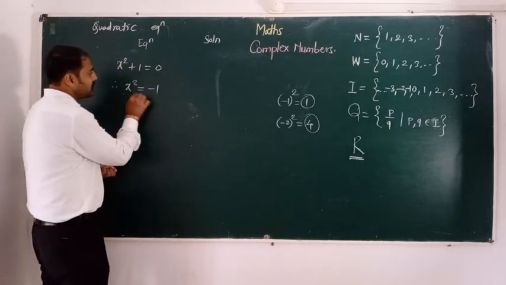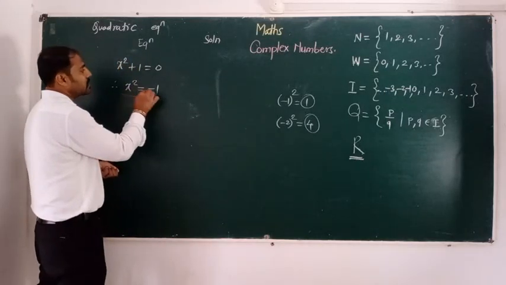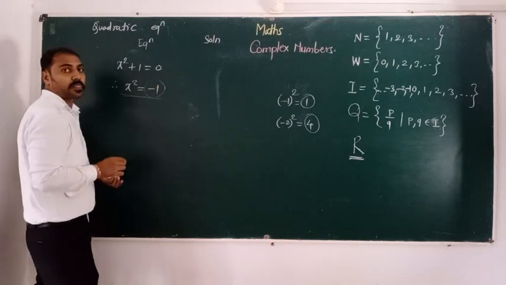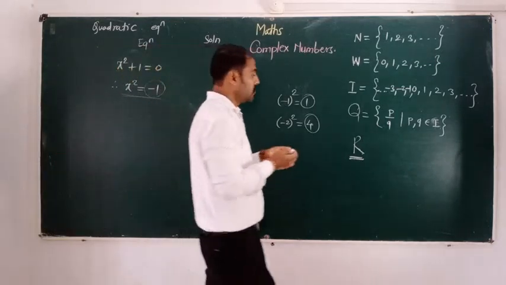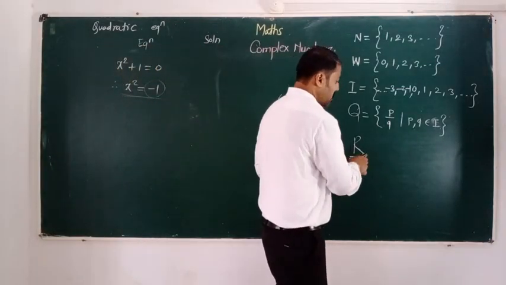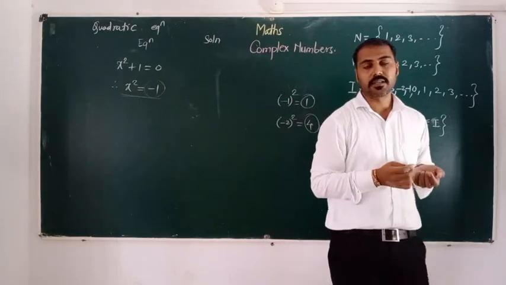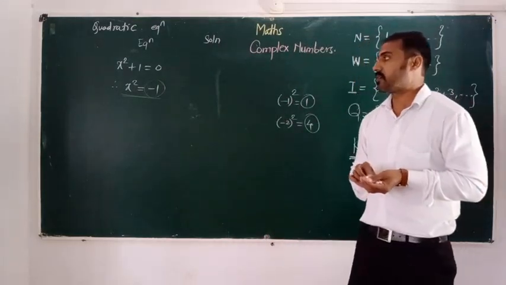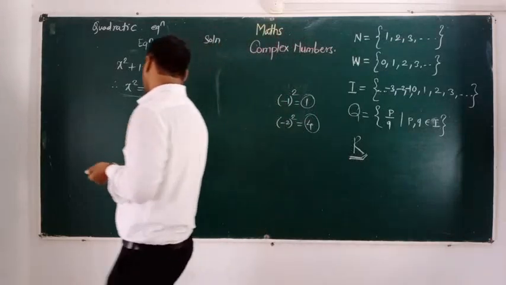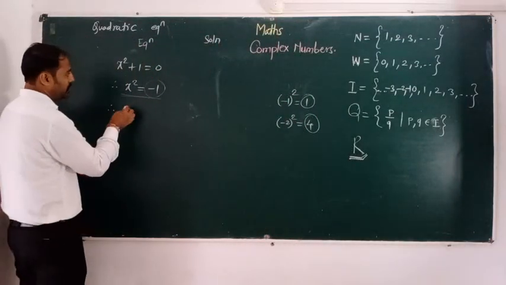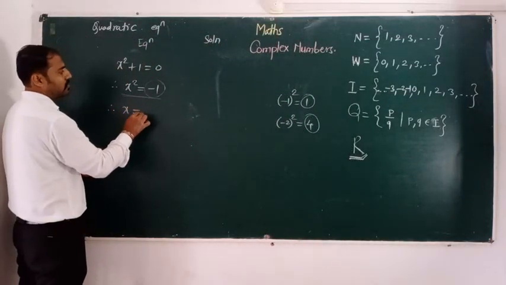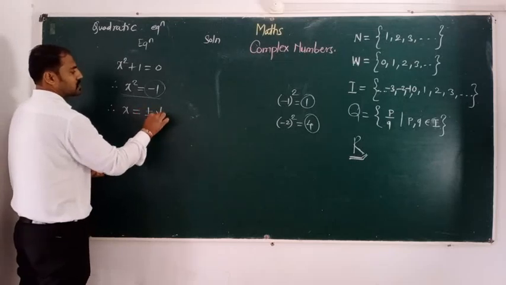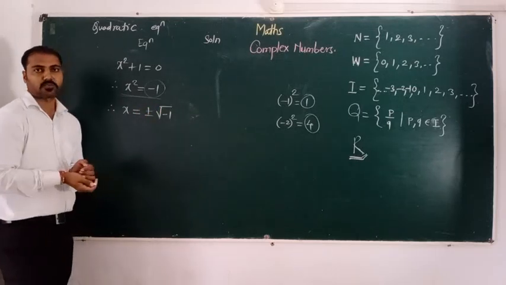But what we see here is x square is equal to minus 1. The square is negative, which means such numbers are not here. After solving, I get x is equal to plus minus square root of minus 1.